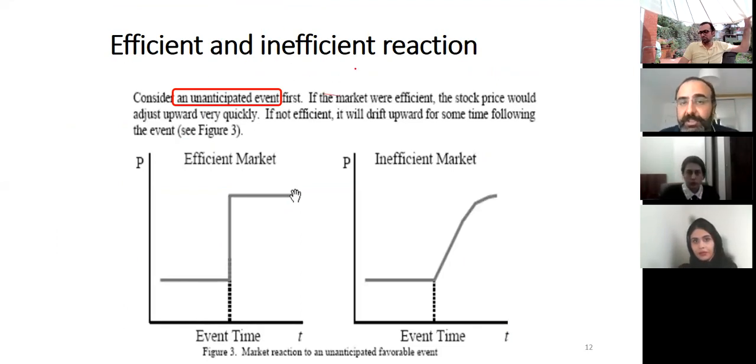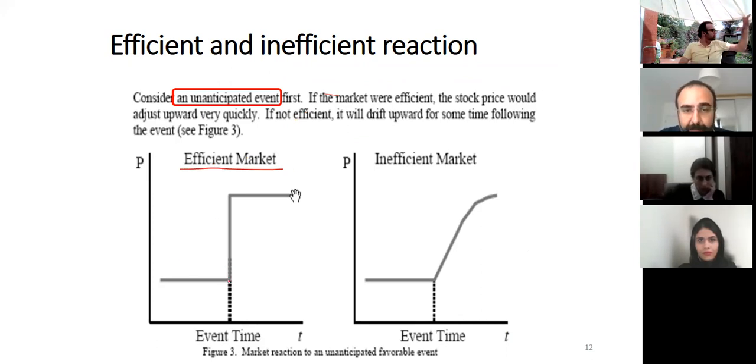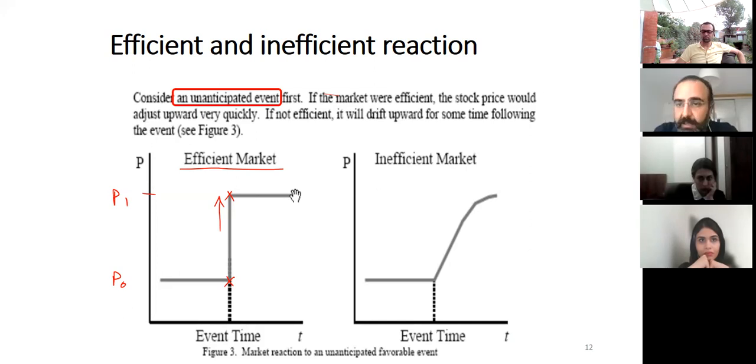The difference between efficiency and inefficiency in the market is about anticipated or unanticipated events. So first look at an unanticipated event. Based on the efficient market hypothesis, when something happens at time T, the price would increase or decrease immediately to this new price. So from P0, it goes to P1. And there is no room for any swinging or taking profit, because at the time of the news, it quickly reflects in the price.